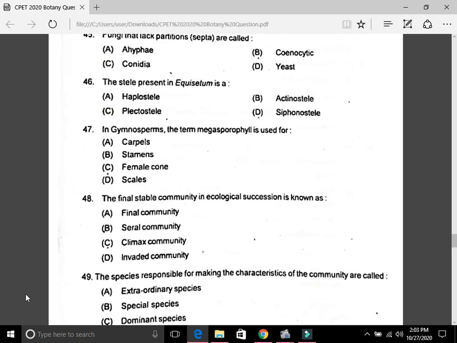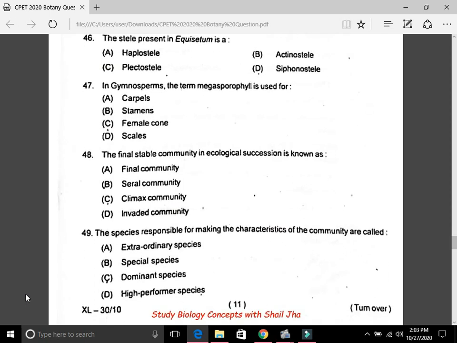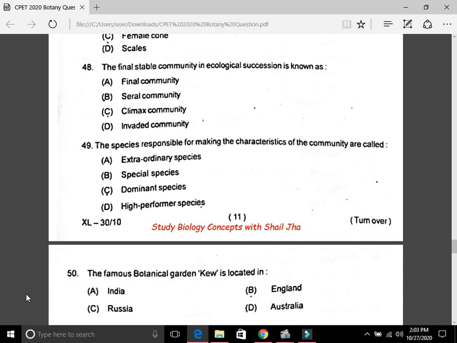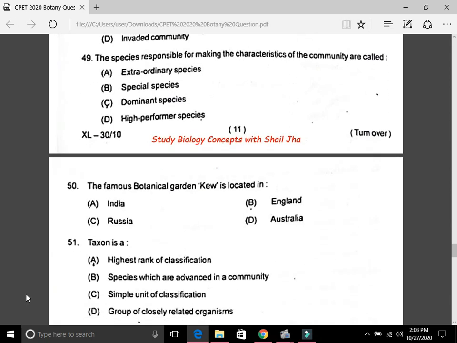The stele present in Equisetum is D, that is siphonostele. In gymnosperms, the term megasporophyll is used for A, that is carpels. 48. The final stable community in ecological succession is known as C, that is climax community. 49. The species responsible for making the characteristics of the community are called.